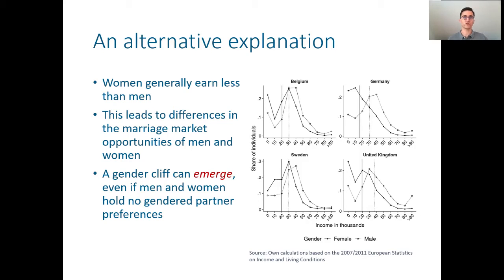We argue that these gender-specific differences on the marriage market can lead to the emergence of a cliff in the income distribution to the disadvantage of women, even if men and women do not evaluate a situation in which the woman earns more than the man any differently than a situation in which the man earns more.